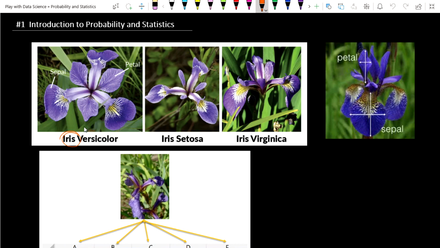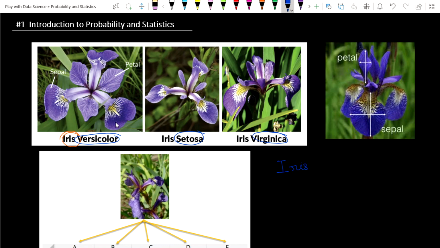Iris is a set of flowers. Mainly they have three kinds of flowers in this set. The first one is versicolor, the second one is setosa, and the third one is virginica. These groups are called the iris group. So there are three groups: versicolor, setosa, and virginica.